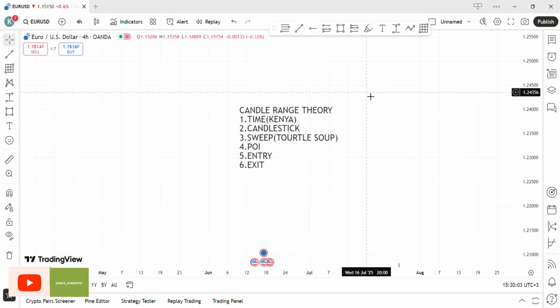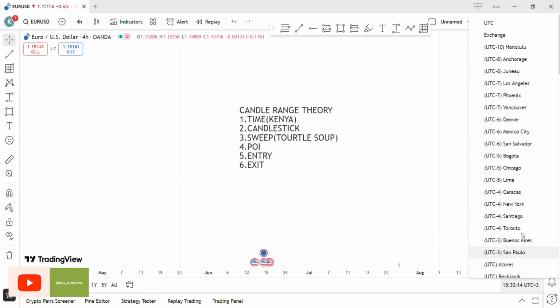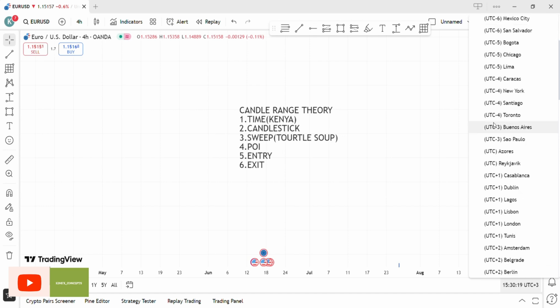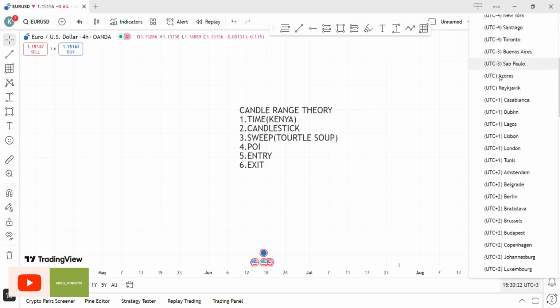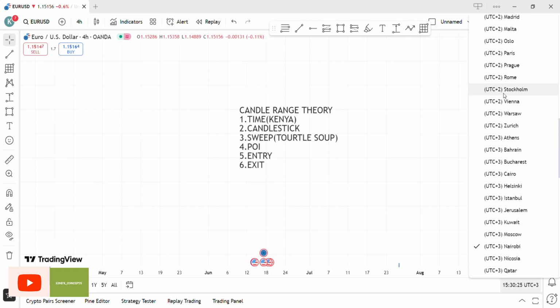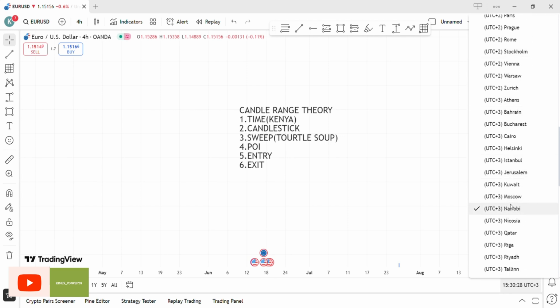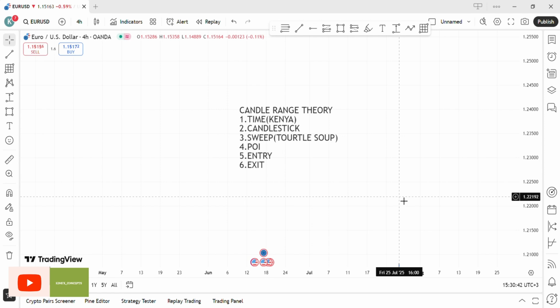So on time, once you open your TradingView, you go to your settings, below over here on your UTC. And I know most of your UTC is at UTC -4. So you change it to UTC +3. This one over here, this one showing Nairobi. That is what you are going to shift into. As you watch this video towards the end, you will understand why I'm shifting this into Kenyan time. So you change it to UTC +3. Once you are done with that, you are sorted with time.